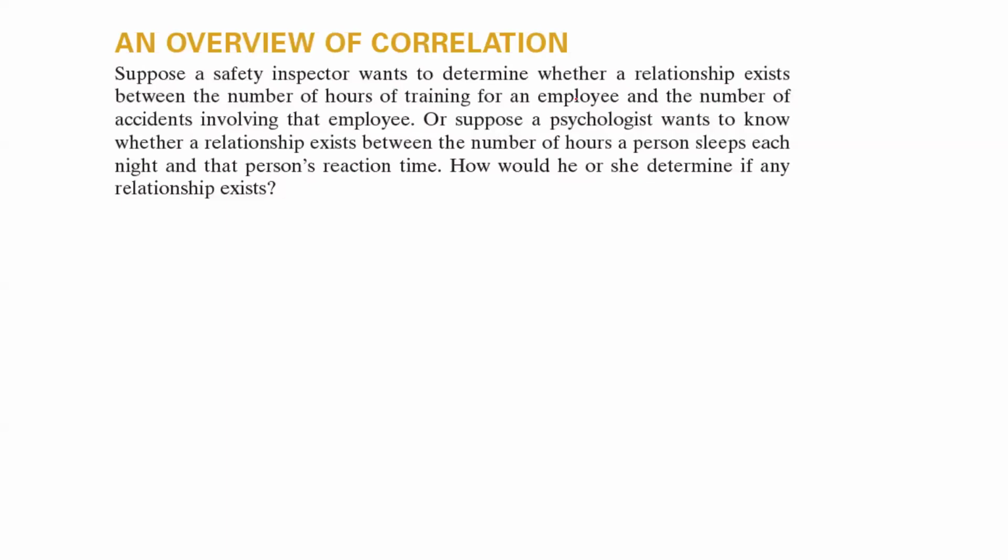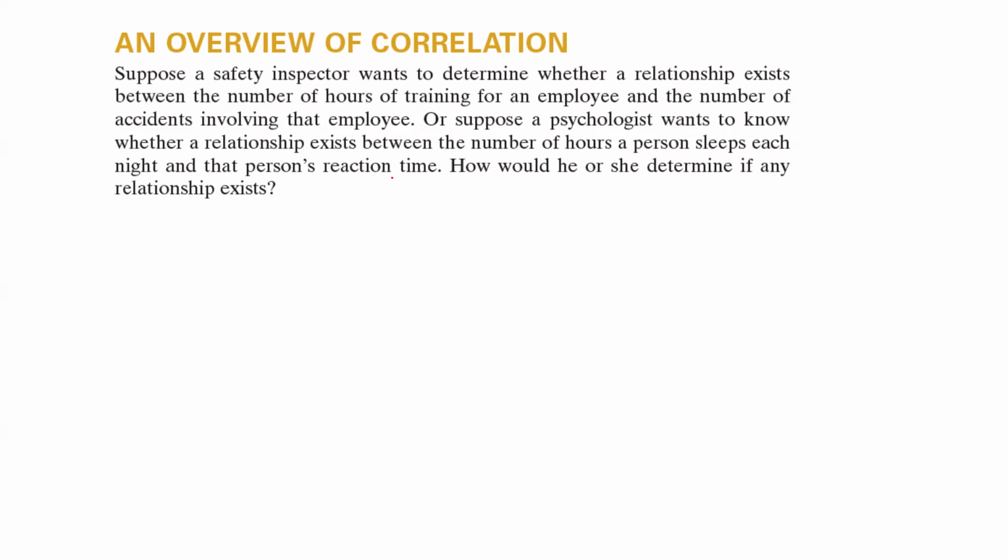An overview of correlation. Suppose a safety inspector wants to find out if there is a relation between the number of hours of training for an employee and the number of accidents involving that employee. Or suppose a psychologist wants to know if a relationship exists between the number of hours a person sleeps each night and the person's reaction time. How would that person determine if any relation exists or not?